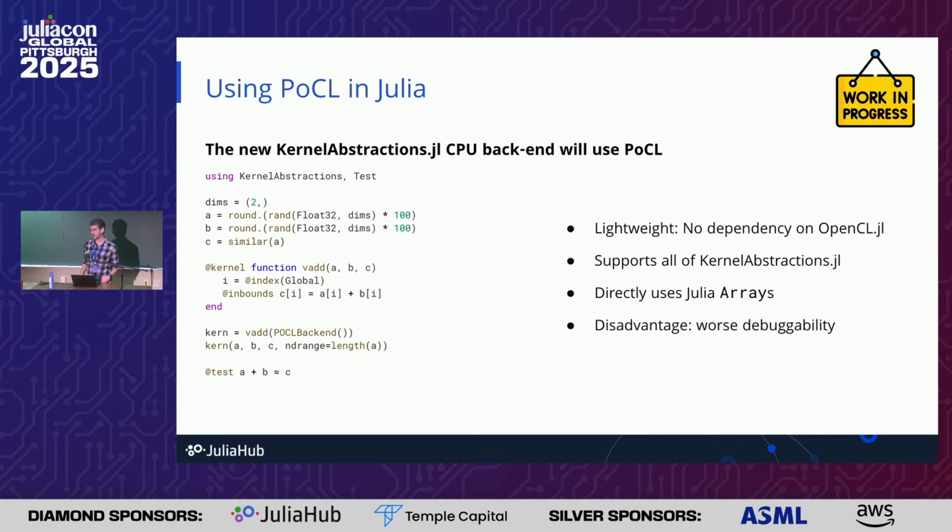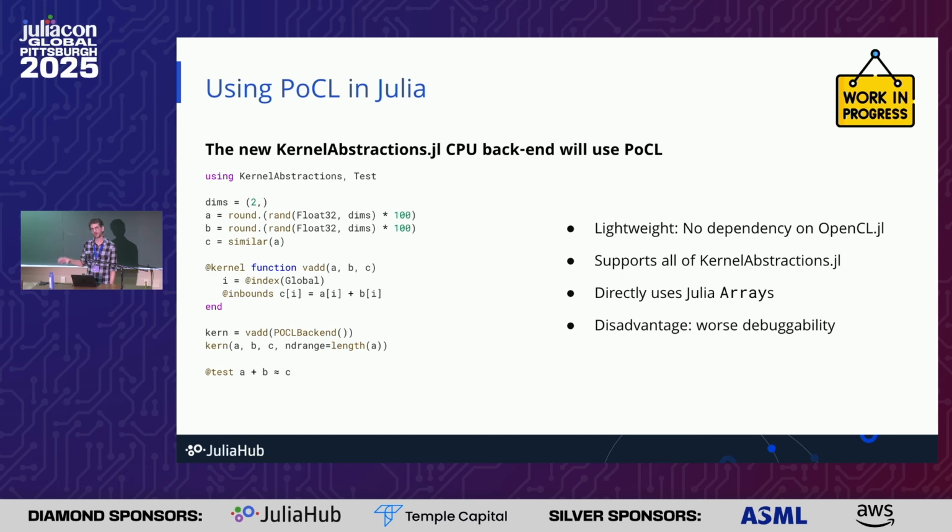The next step is taking all of that functionality and integrating that in kernel abstractions. And this is still a work in progress, so it's not released yet, but in the next version of kernel abstractions, you will be able to use the PoCL backend, which will be an integrated backend, and you will be able to take any kernel abstractions kernel function and execute that on the CPU using the PoCL backend. It's a very lightweight way of doing things. We don't actually depend on the entirety of OpenCL.jl. We just integrated whatever we needed, as well as PoCL, into kernel abstractions. Yet we now support the entirety of kernel abstractions.